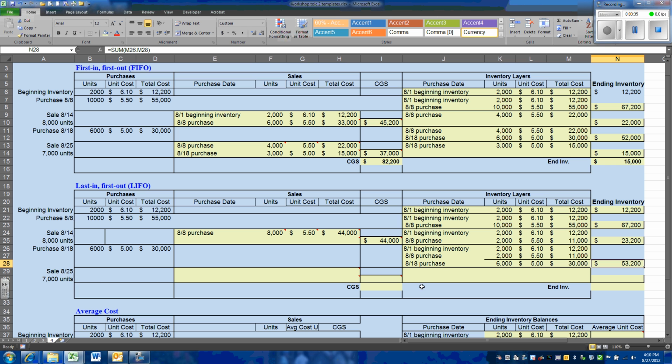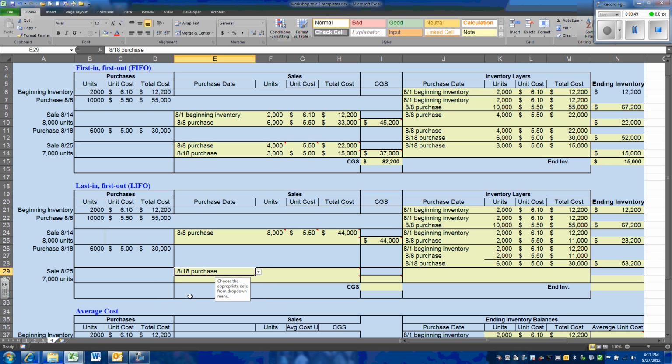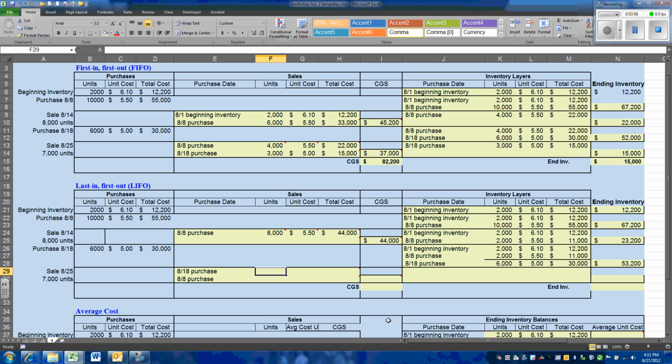For our sale on the 25th, again, we're going to use the last layer of inventory. We sold 7,000 units. Our last layer has 6,000. So we'll be using valuations from the purchase of August 18th and the layer before that, the 8th. We're going to use all 6,000 units from the 18th, and the difference between the 7,000 sold and the August 18th purchase of 6,000 means we'll be going into the August 8th purchase for 1,000 units. Value per unit is $5 and $5.50 respectively. So cost of goods sold for the sale on the 25th is going to be $35,200.